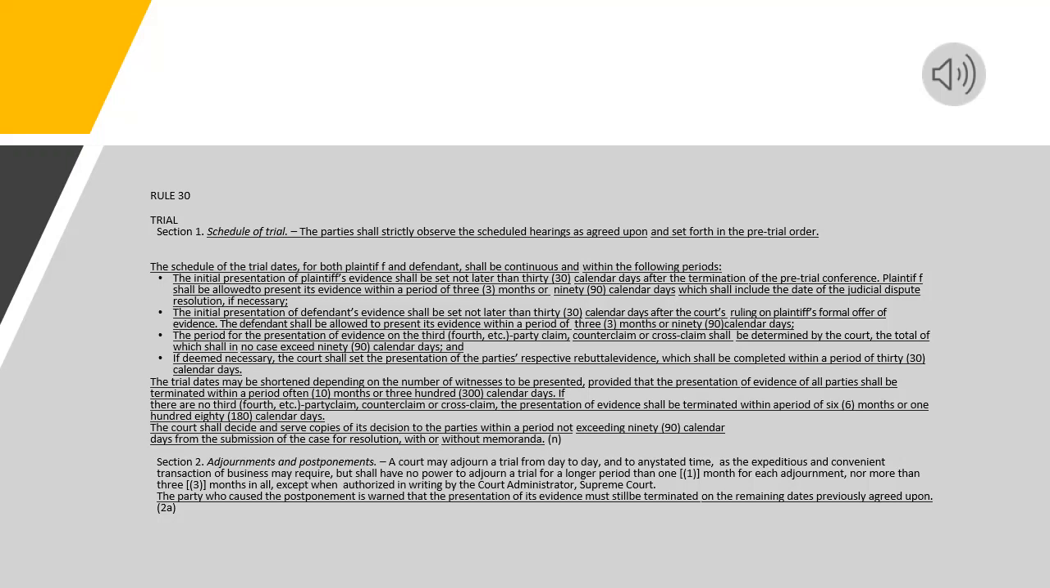Section 2. Adjournments and postponements. A court may adjourn a trial from day to day, and to any stated time, as the expeditious and convenient transaction of business may require, but shall have no power to adjourn a trial for a longer period than 1 month for each adjournment, nor more than 3 months in all, except when authorized in writing by the Court Administrator, Supreme Court. The party who caused the postponement is warned that the presentation of its evidence must still be terminated on the remaining dates previously agreed upon.